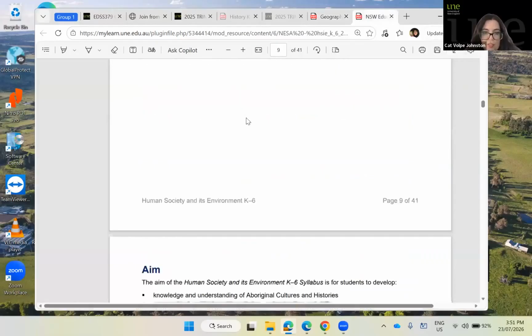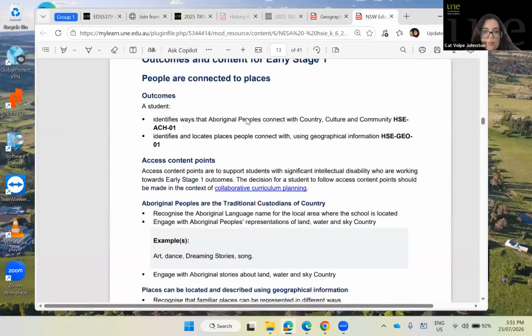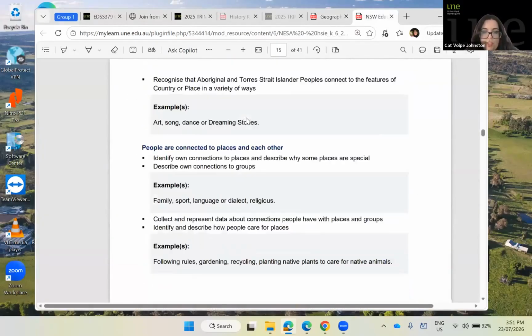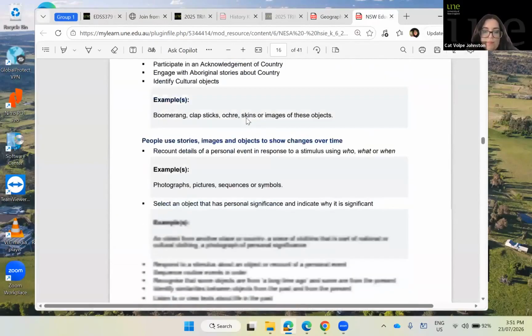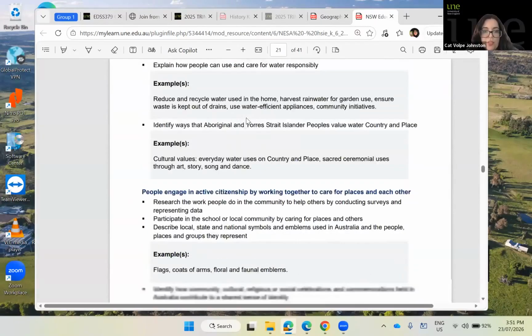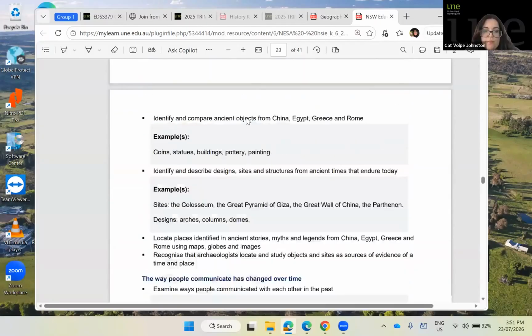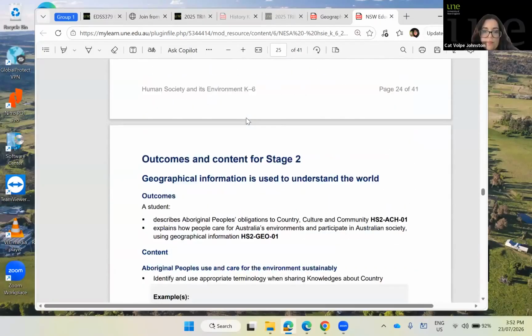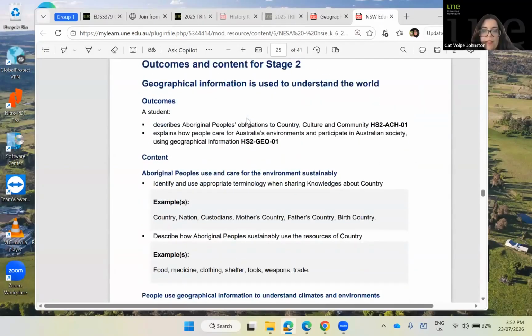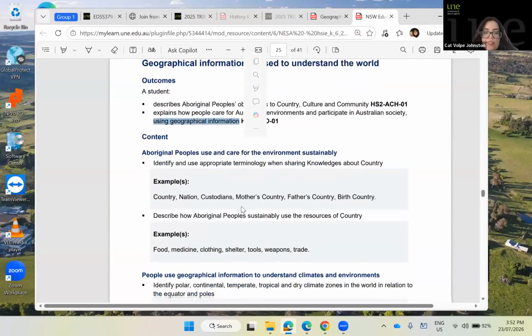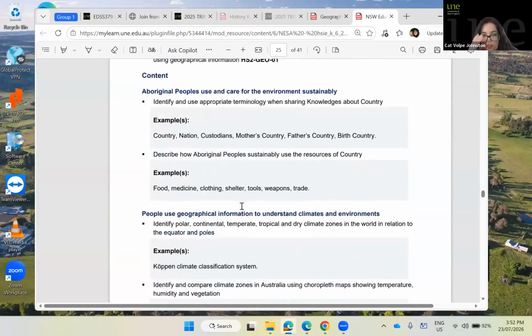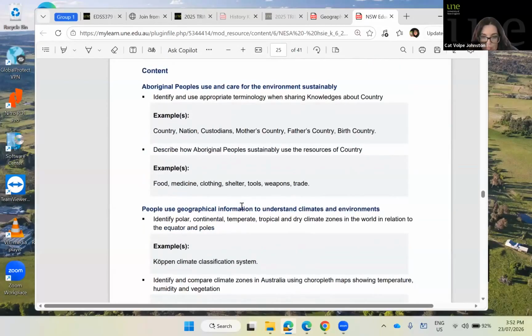So let's go to a unit of work in geography. I will skip down to stage 2. Okay, so remembering we have using geographical information. So in a way that's sort of implying that use of geographical tools. Let's have a look here and see if there's any mention of the tools that I showed in the table.